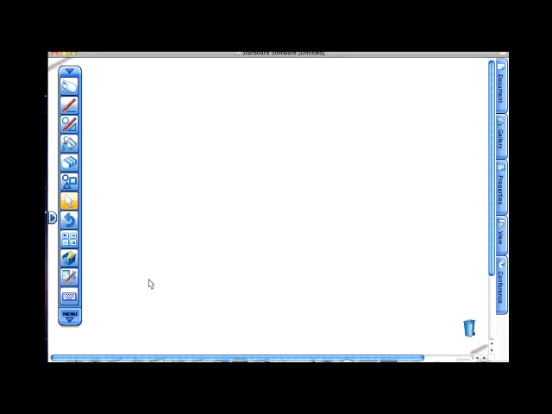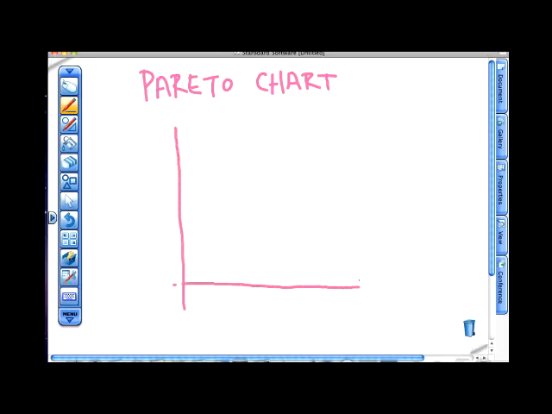Okay, so next let's try a Pareto chart. Okay, so now we've got a Pareto chart. A Pareto chart is just like a bar chart or bar graph, except again, the categories are arranged in order of decreasing frequency. So again, you would label, we've got blood type.